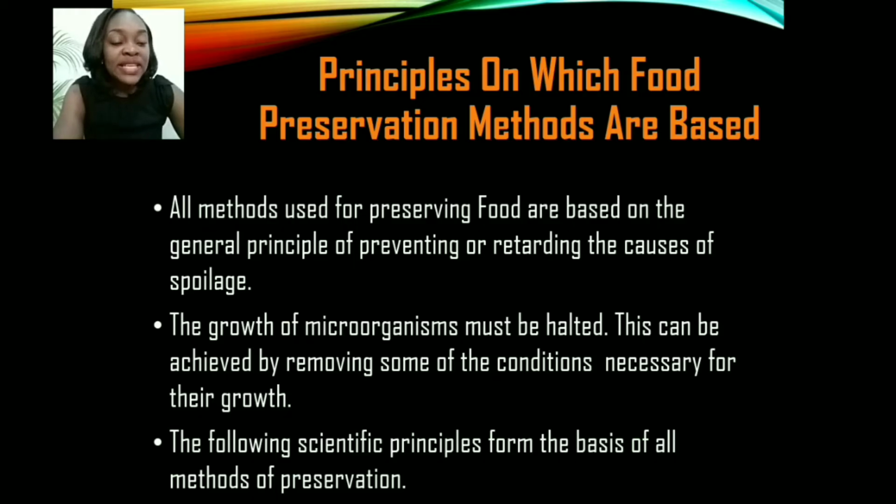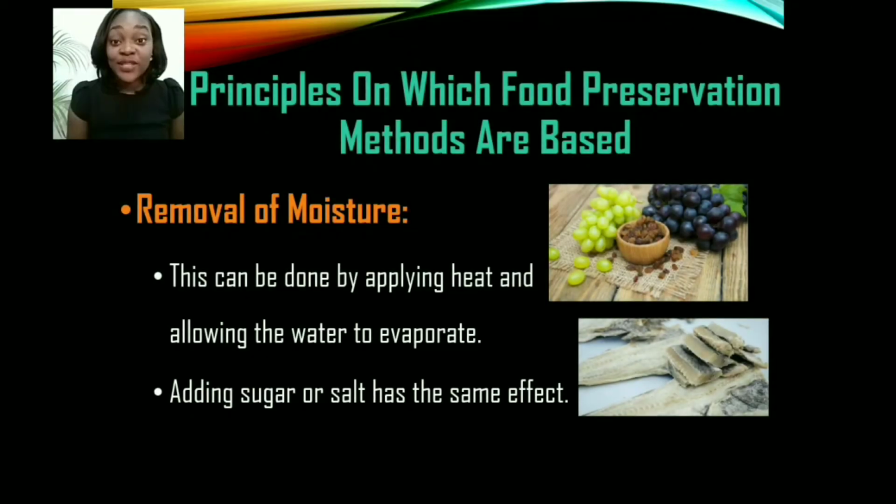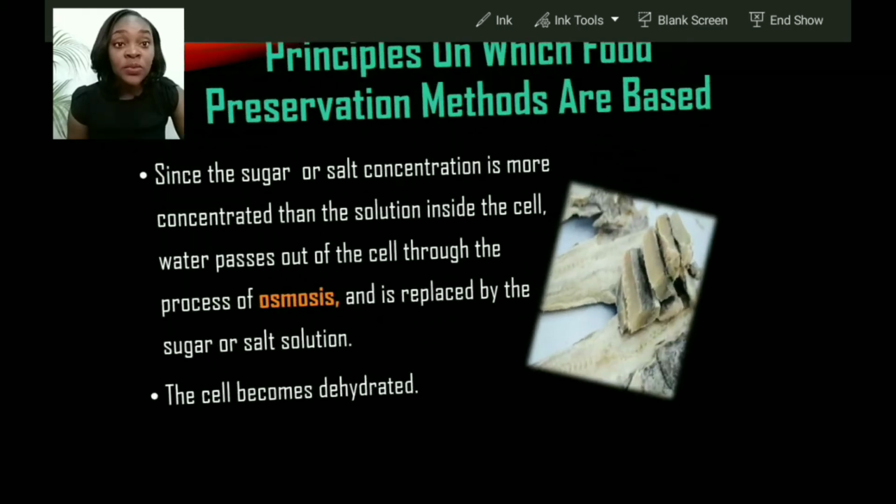Now, the following scientific principles form the basis of all methods of preservation. The first scientific principle that we'll be looking at is removal of moisture. This can be done by applying heat and allowing the water to evaporate. Adding sugar or salt also has the same effect of pulling the moisture from foods, right?